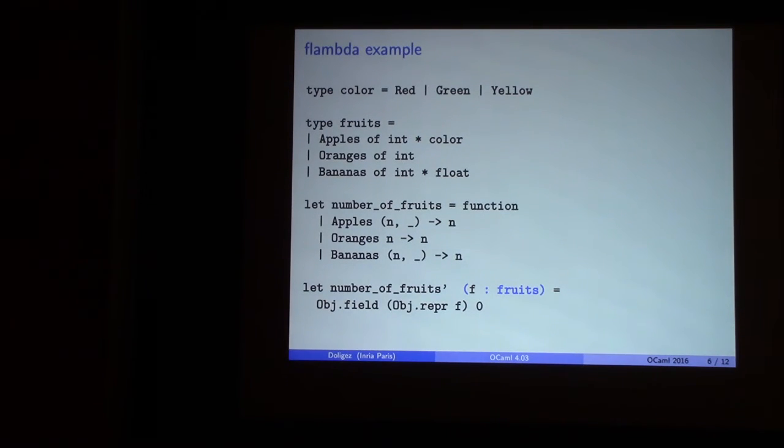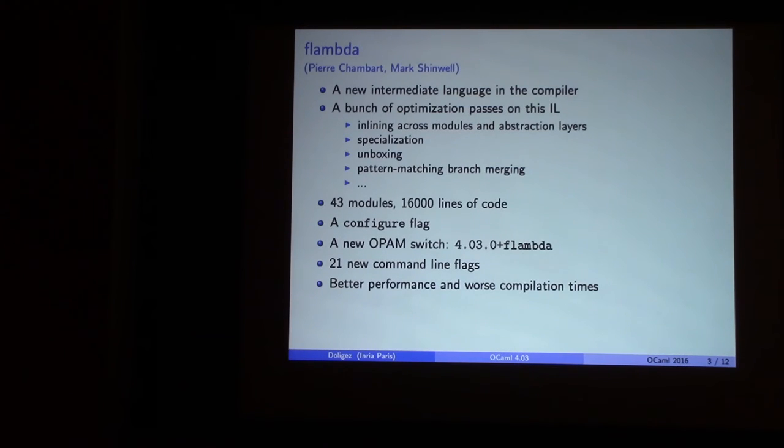So anyway, the point of f lambda is that you can write your code with modules and abstractions, and f lambda sees through all those, and it does cross-module inlining, and then a lot of the optimizations that are enabled by inlining.